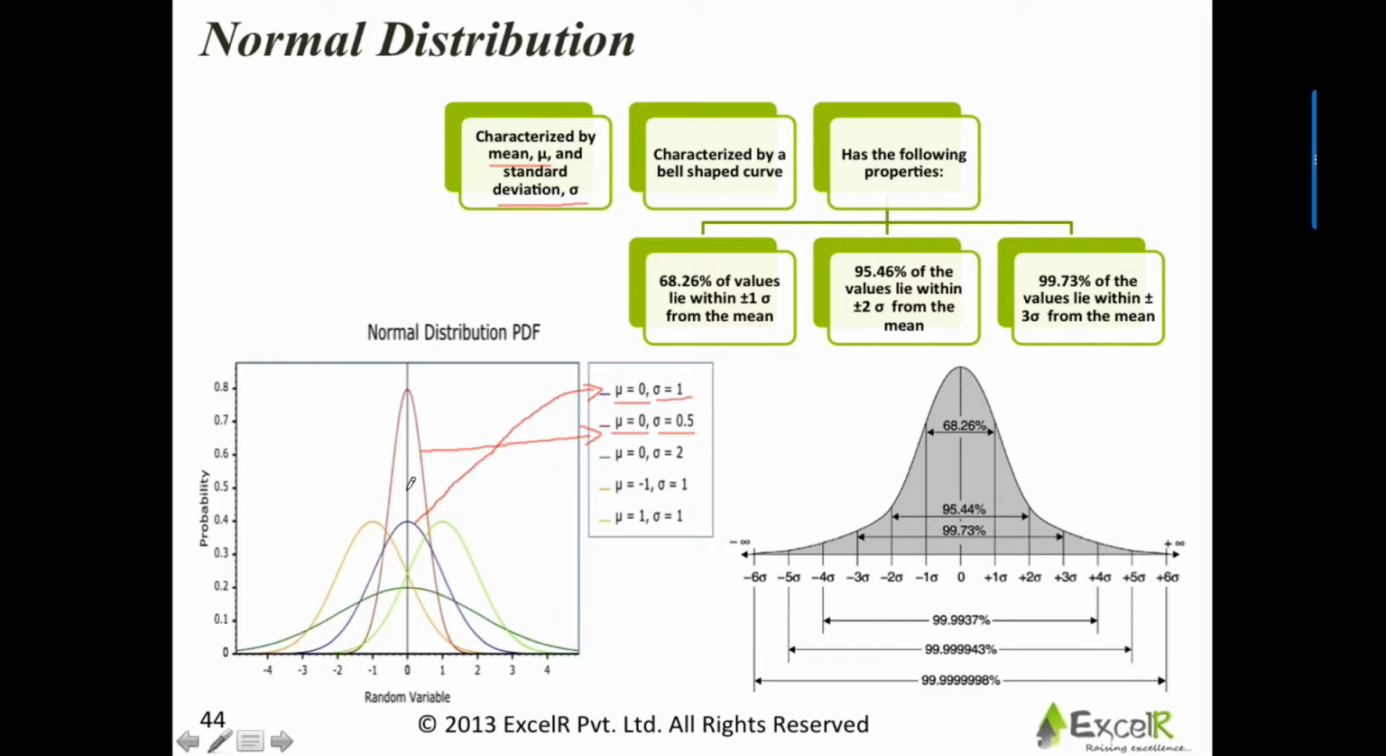Now, if I let the mean remain as is, mu equal to 0, and if I increase the standard deviation, look at what's happening. Look at this green curve. The width of this green curve has increased, though it's remaining at the same location as your blue curve because the mean is the same. You have increased the variation, hence the width of this green curve has increased.